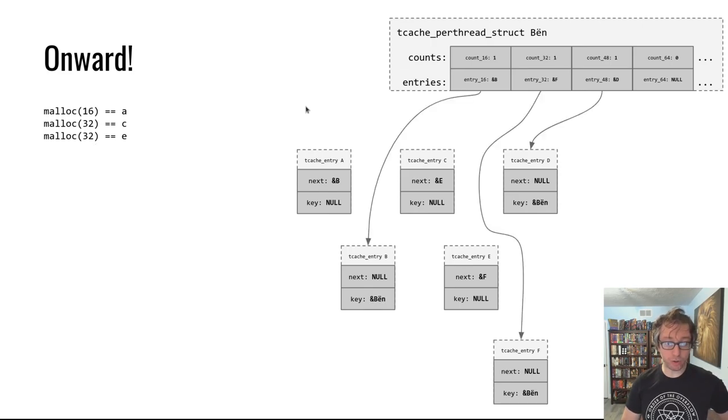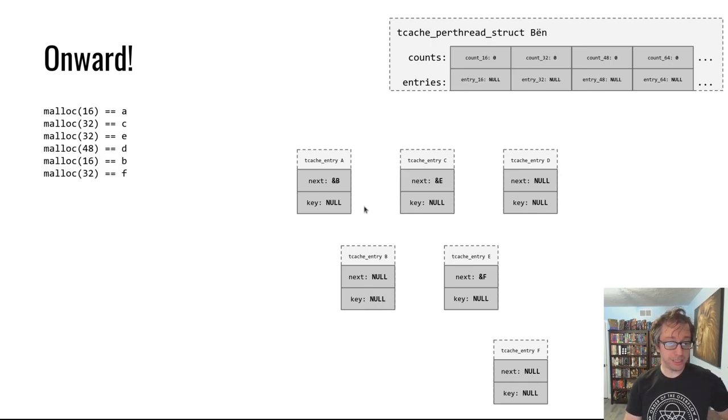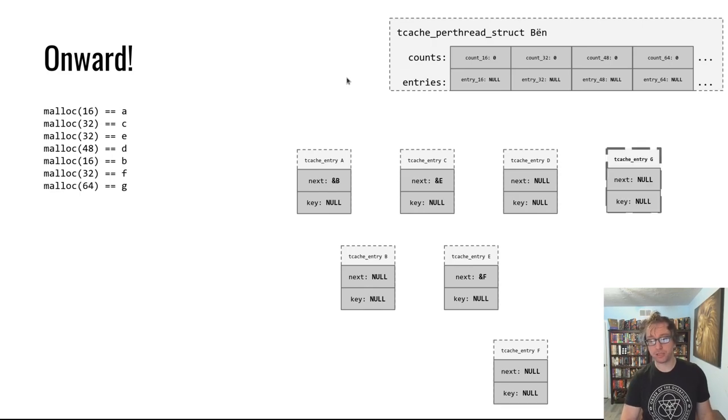If we do a couple more allocations, D, B, and F, we'll pop those from the list as well. And then we'll end up with all zeros and a bunch of nulls in the entries. These nulls don't actually matter. As far as I can tell in the modern implementation, these counts are what matters. If the counts are zero, it just won't use these values at all. All right. What if we malloc off of an empty cache? Well, it'll create a new mapping, like I mentioned before. We'll talk about how that happens in a future video.